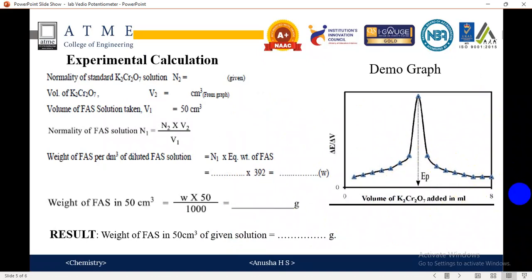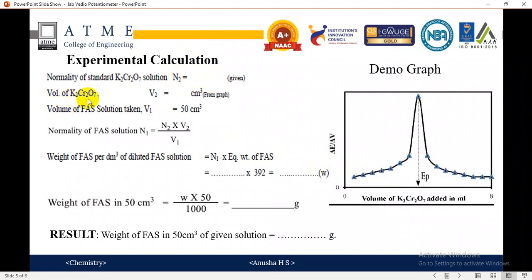The potential gradually increases, and at one particular point it takes a sudden jump. That point is called the equivalence point, which gives the volume of K2Cr2O7 consumed, referred to as V2. For the experimental calculation, the normality of the K2Cr2O7 solution is taken as N2. It is already given because it is a standard solution, so we know the normality.